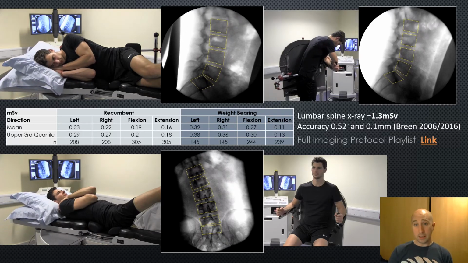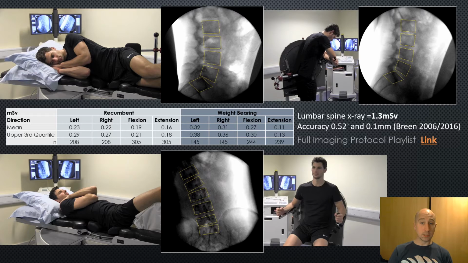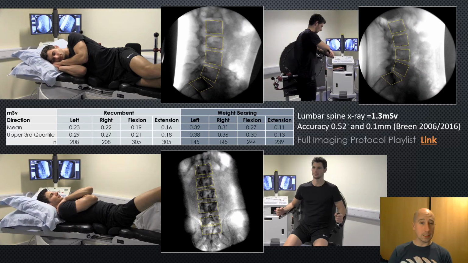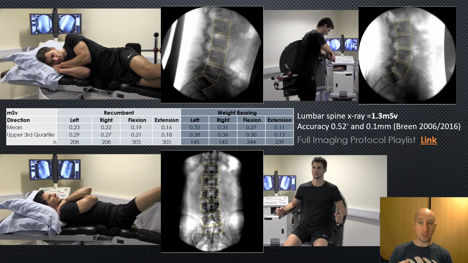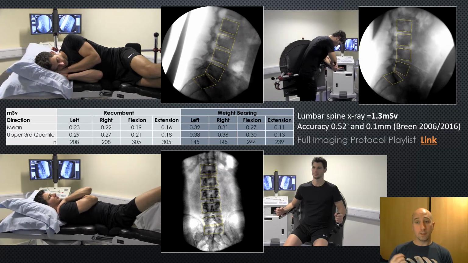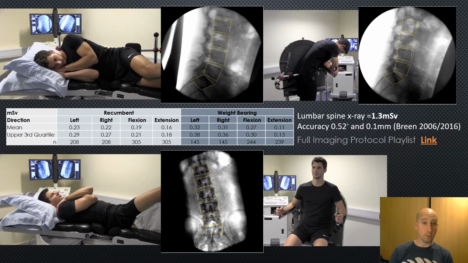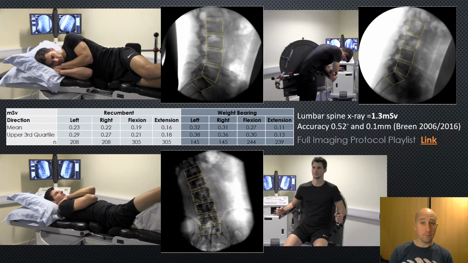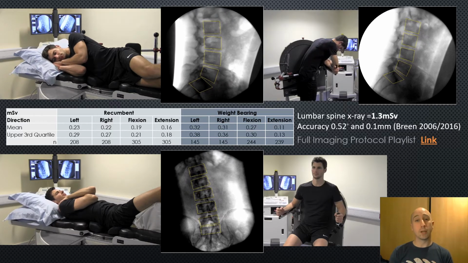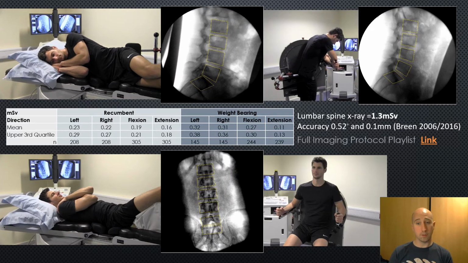So ethically speaking, as long as what you're interested in is the motion of the spine and not any fine details such as fractures or anything like that, then it's easily justifiable to use this technique because you're getting a less radiation dose, but you're getting more information when it comes to the mechanics of the spine.